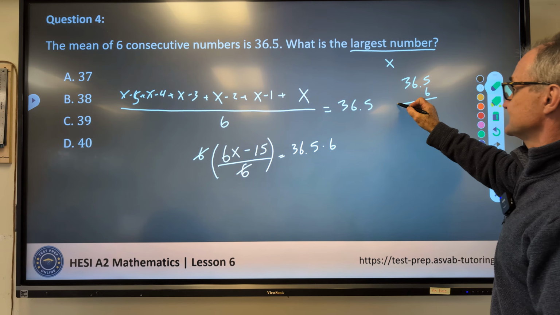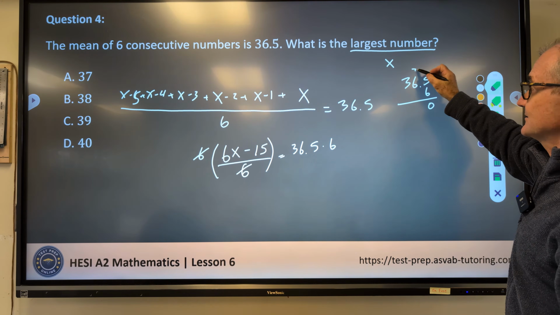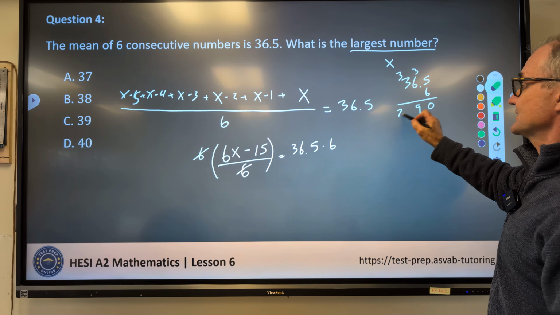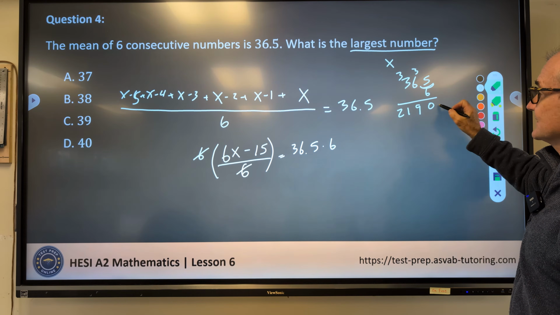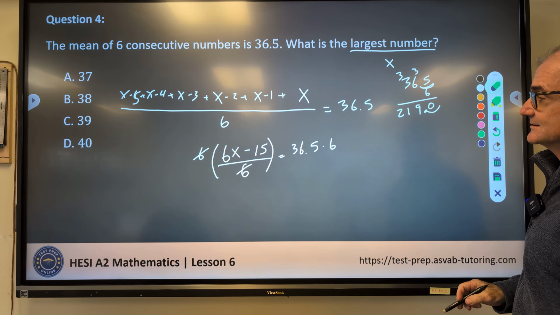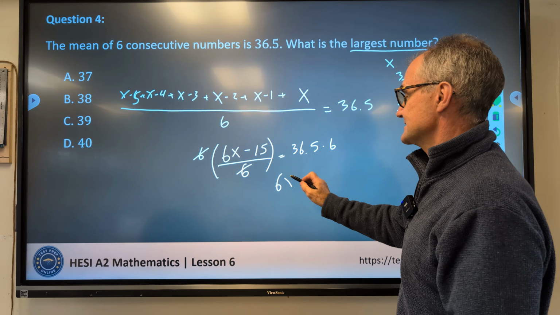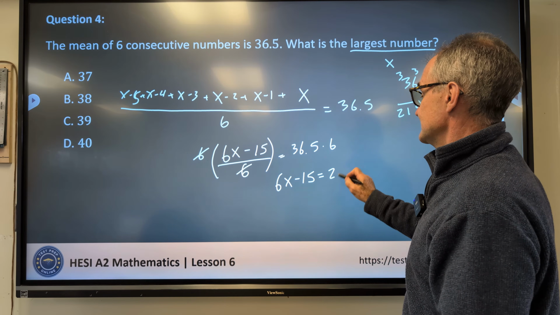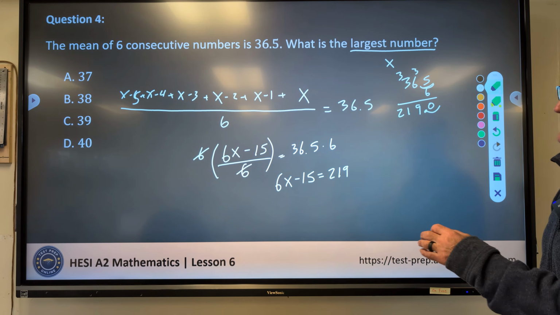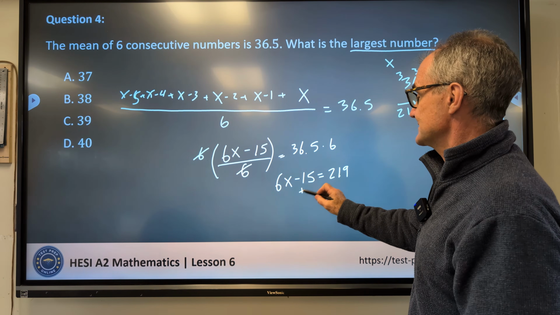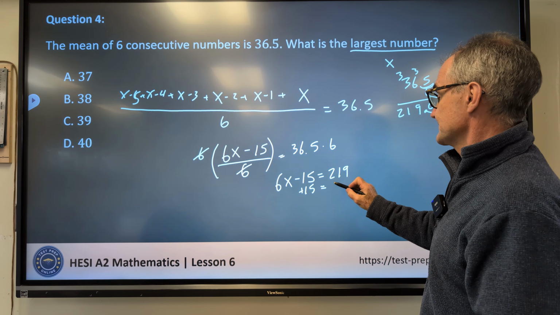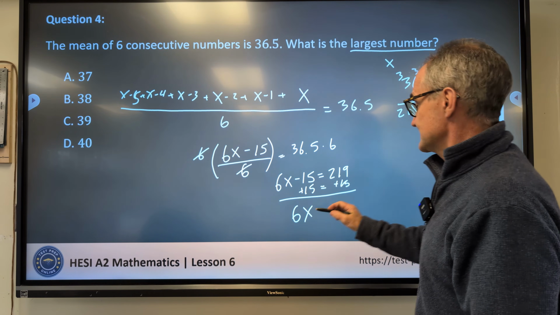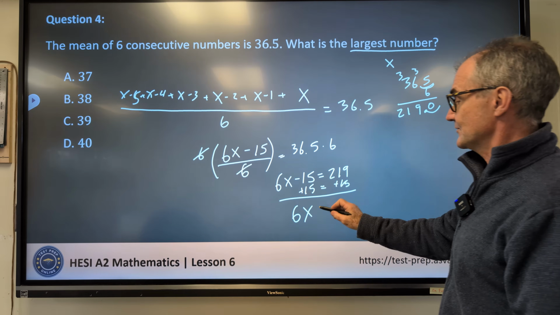36.5 times 6. That's going to give me 30, carry the 3, 39, carry the 3, 18 plus 3, 21. I got 1 decimal over here, so that's 219. So that means I have 6x minus 15 is equal to 219. Still solving for x, I'm going to add 15 to both sides to get 6x is equal to 234.